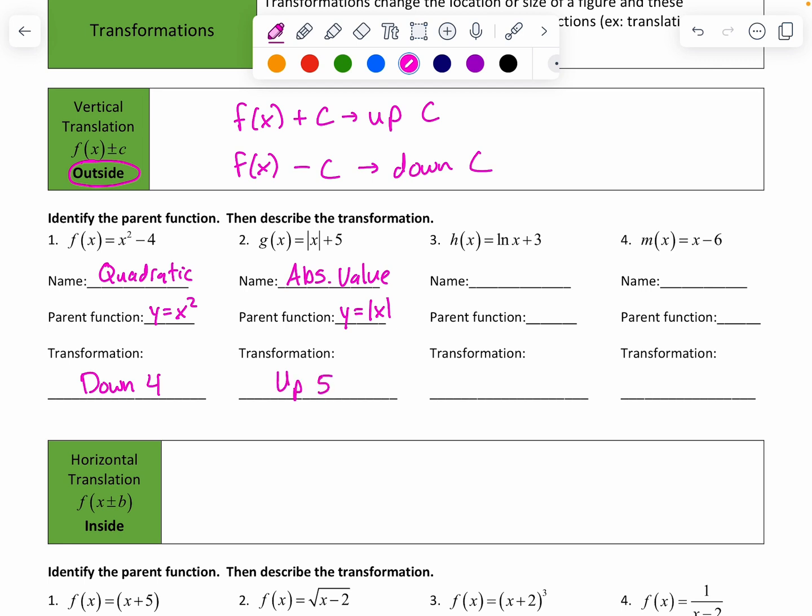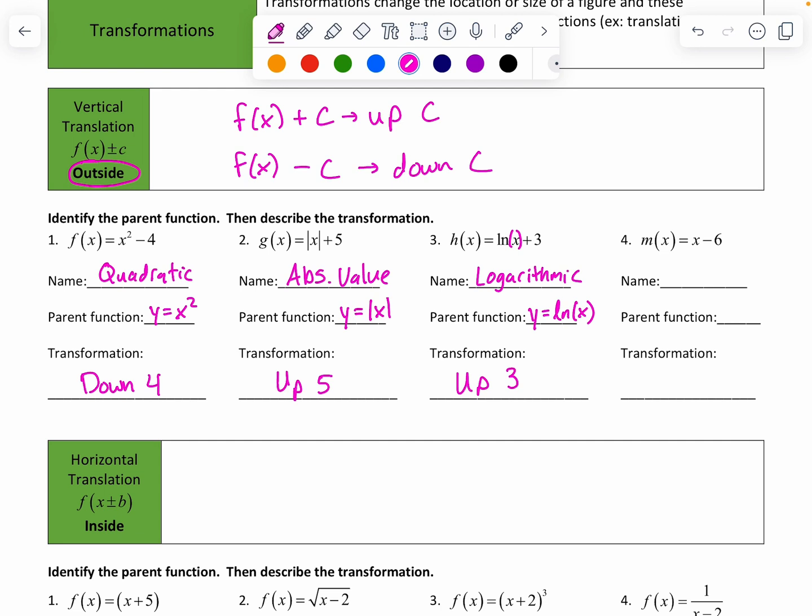Number 3, I see an ln x plus 3. There really should have been parentheses. That was a typo on that ln of x. And that is a logarithm, so a logarithmic function. And its parent function is ln of x. And that plus 3 is outside of that natural log, so it is moving up 3.